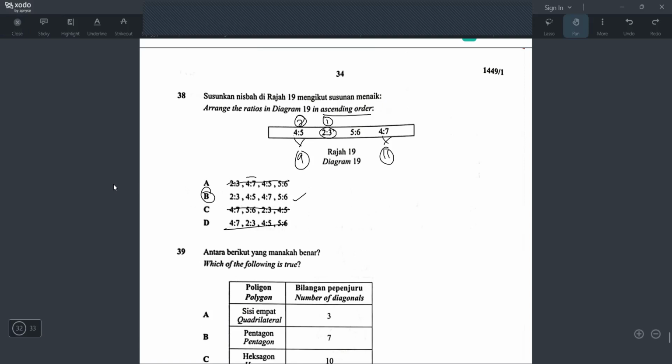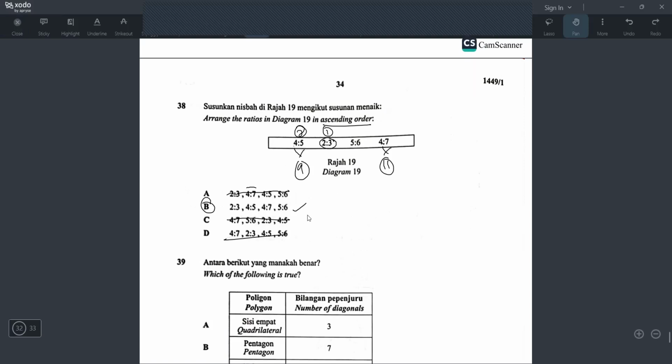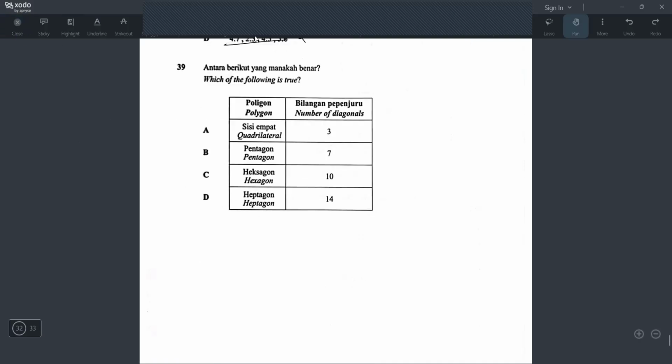So when you're doing objective, try to look at the answers when you do it, right? So that you can cut the answers that don't make sense, straight away cut, cut, cut. Then you can do very fast, okay? So yeah. Okay, let's do 39.